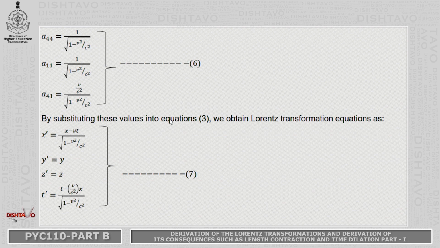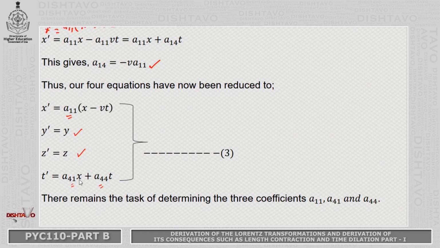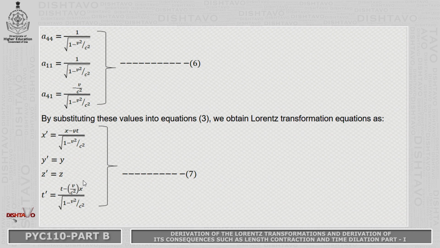By substituting these values in equation 3, we substitute a44, a11, a41. So x dash equals a11 times x minus vt, so it is x minus vt divided by the root of 1 minus v square by c square, y dash is y, z dash is z, and t dash is given by a41 x plus a44 t. If you substitute, we get t minus v by c square x, divided by the root of 1 minus v square by c square. This is equation number 7, and it represents the complete Lorentz transformation equations.